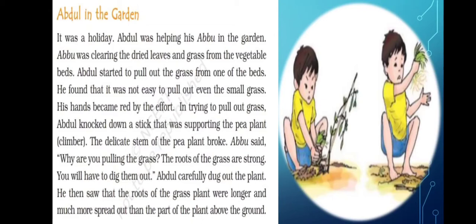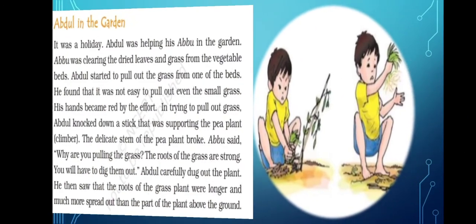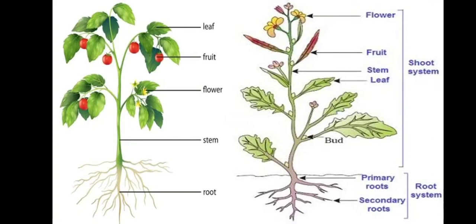So children, what we can understand from this is that roots are very strong and they spread deeply in the ground. So they hold the plant firmly in the soil. Most of the plants have the same basic parts. Each part has its own work to do. These parts work together and keep the plant alive.